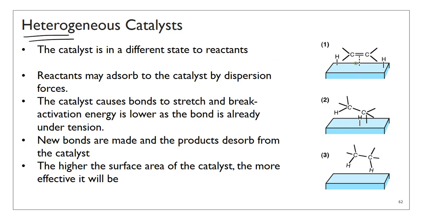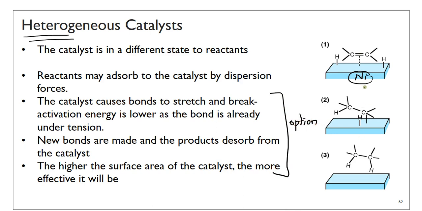So in this case, we're talking about a catalyst for addition reactions of alkenes, which is coming back next unit. Did we learn this last year? I can't remember. I think we did. But it is coming back. This is normally nickel. It's a classic catalyst for hydrogenation of alkenes. Nickel is a metal, by the way. So the catalyst causes bonds to stretch and break. Activation energy is lower as the bond's already under tension. So again, this is optional. Please don't worry too much about this part of the notes.